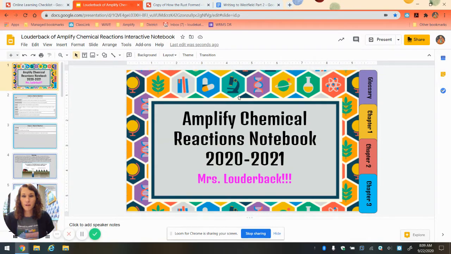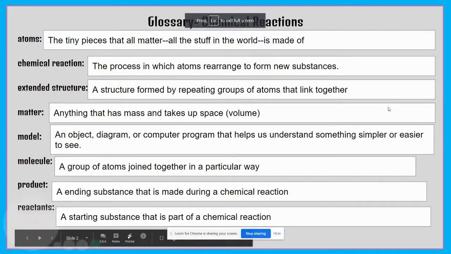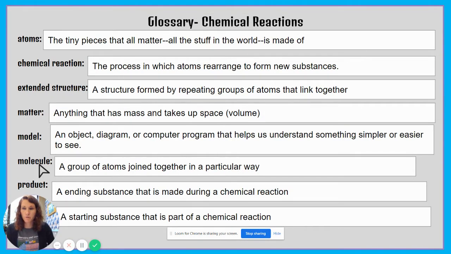So you're going to open up your Amplify notebook, and we are going to do the vocabulary today. We're going to do the vocabulary for extended structure, which is a structure formed by repeating groups of atoms that link together. And we're going to do the vocabulary term for molecule, which is a group of atoms joined together in a particular way. We're going to pay close attention to molecules and how they're formed, whether or not they are a group of repeating single atoms of the same element, or they form an extended structure. So if you have any of these vocab terms missing on your glossary, you want to pause the video and type them into your Amplify notebook.